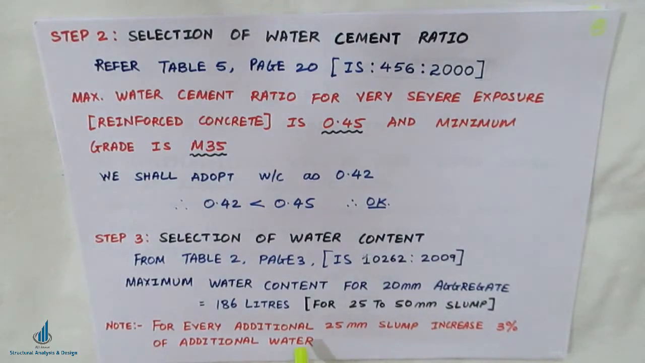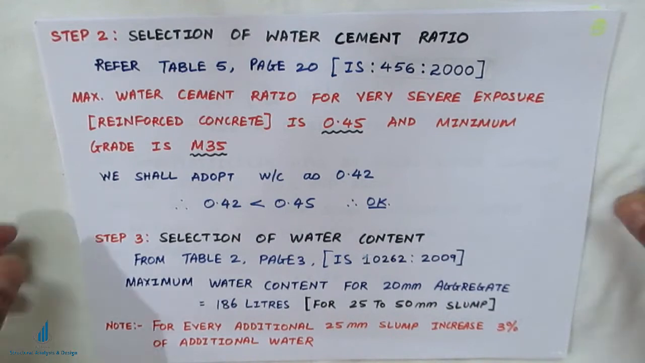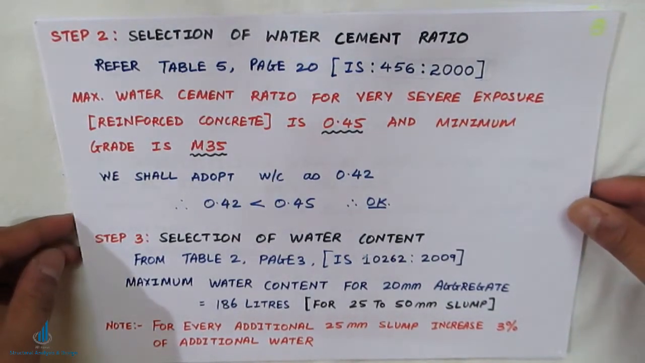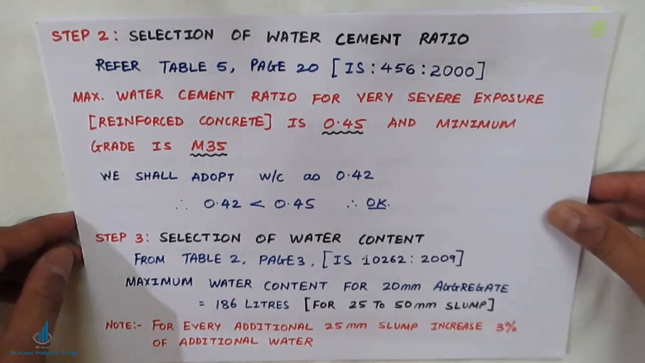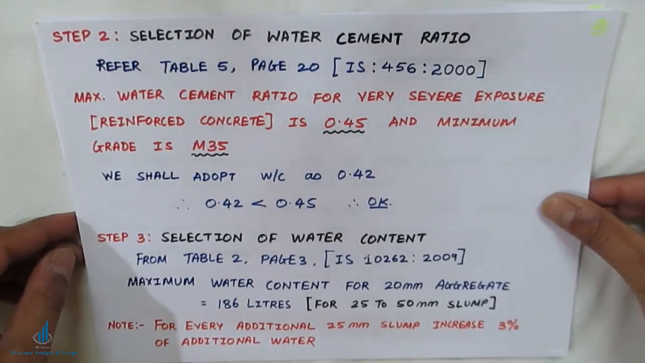So for every additional 25 mm of slump, increase the water by 3%. For example, if you are going for 75 mm slump, then you have to increase 3% of additional water to this 186 liters. This information you can get from IS 10262:2009, page number 3.